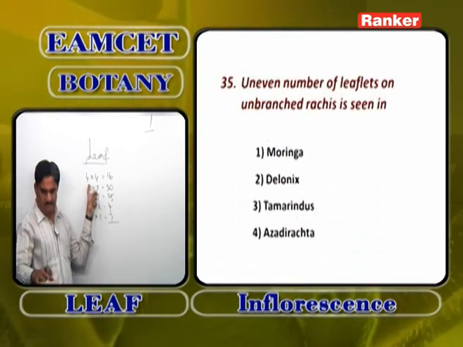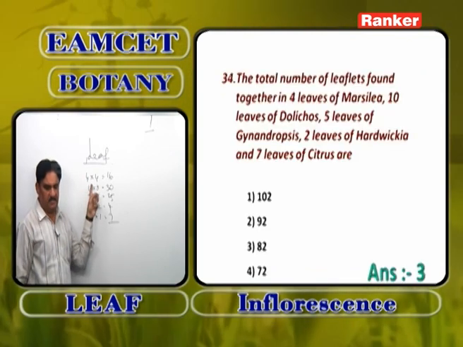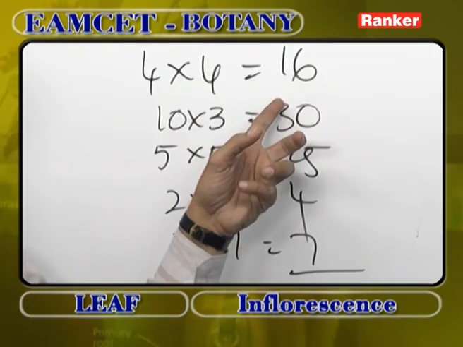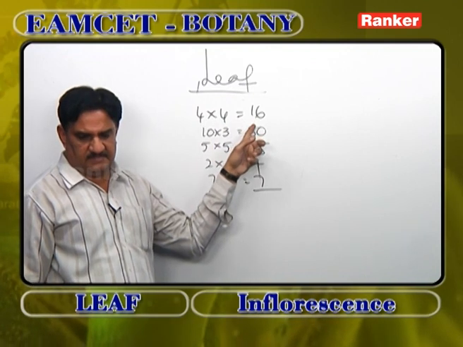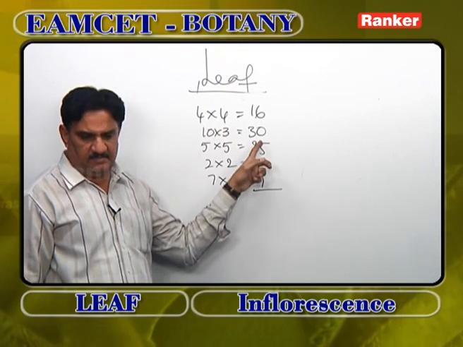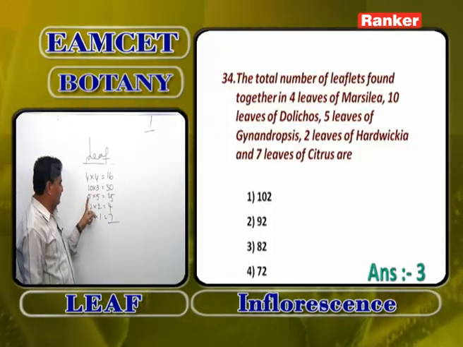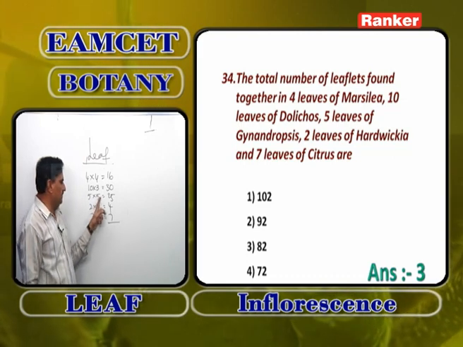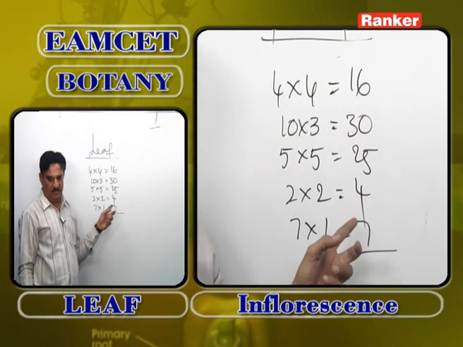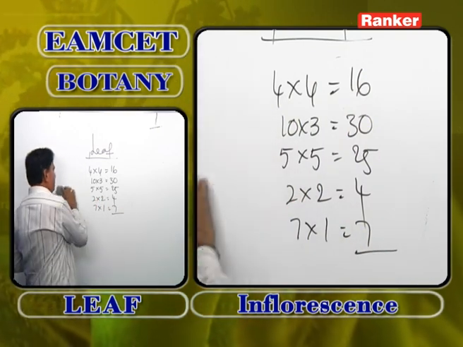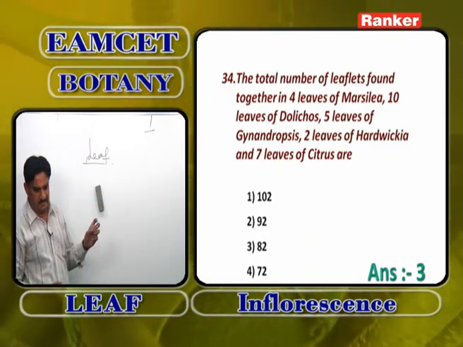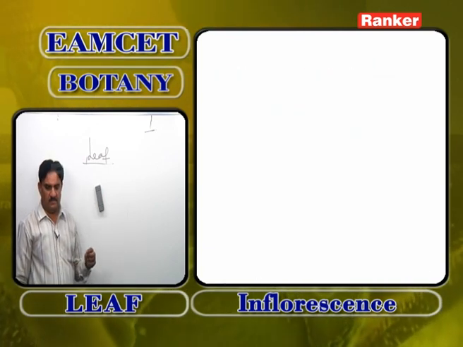I will repeat this question. The total number of leaflets found together in 4 leaves of Marsilea. Marsilea is a tetrafoliately compound leaf, so 4 into 4, 16. 10 leaves of Dolichos. Dolichos is a trifoliately compound leaf, 10 into 3, 30. 5 leaves of Gynandropsis. Gynandropsis is a pentafoliately compound leaf, 5 into 5, 25. 2 leaves of Hardwickia. Hardwickia is a bifoliately compound leaf, 2 into 2, 4. And 7 leaves of Citrus. Citrus is a unifoliately compound leaf, 7 into 1, 7. So, the answer will be 82. Together 82 leaflets are present.